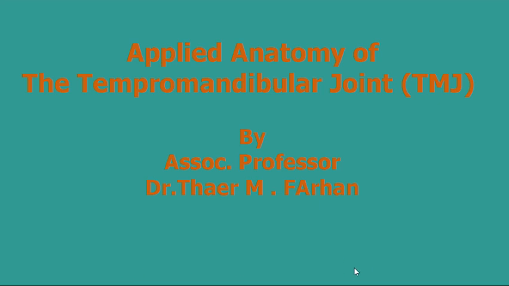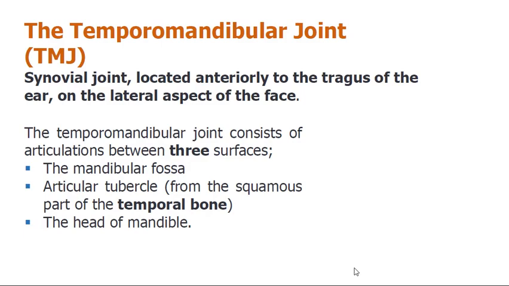The lecture of today is the applied anatomy of the T.M. joint, the temporomandibular joint. This lecture is concerned with the anatomy and applied anatomy of this important joint. It is a synovial type of joint containing a space, joint cavity, and located anterior to the tragus of the external ear in the lateral side of the face bilaterally.